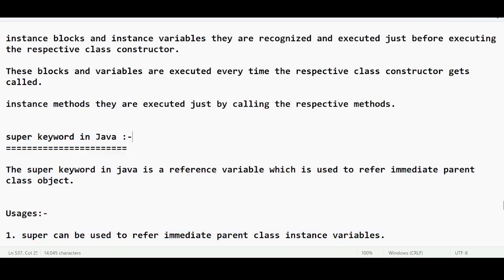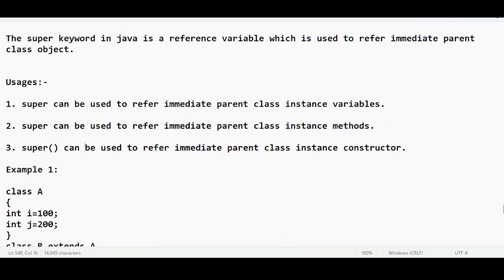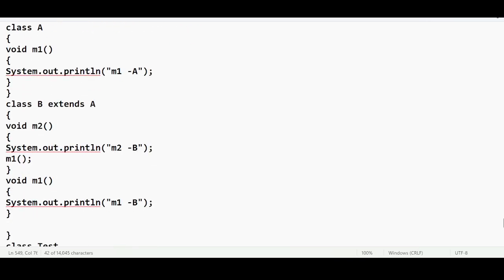Yesterday it was a very simple topic: the super keyword in Java. There are three places where you can use the super keyword. One is to refer to the immediate parent class instance variables, immediate parent class instance methods, and you can also use the super constructor call to refer to immediate parent class constructors. We have seen some problems on top of this topic. I don't think much explanation is required. So the concept of the super keyword is successfully completed.